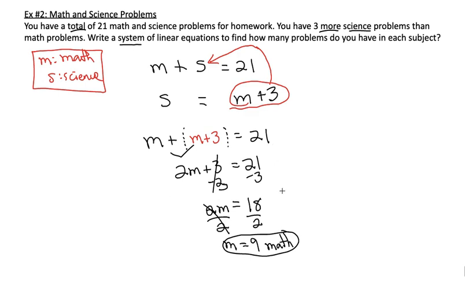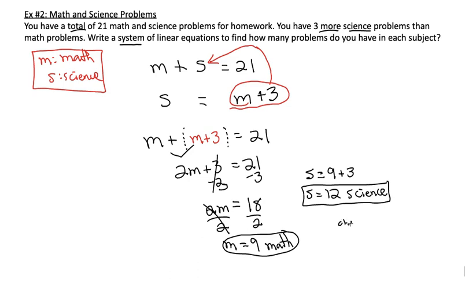And now we have to figure out how many science problems. And I'll use that second equation because it's a lot easier. S equals 9 plus 3. Because 9 is our math. So 9 plus 3 is 12 science problems. So we've got 12 science problems and 9 math problems. And that is 3 more than.